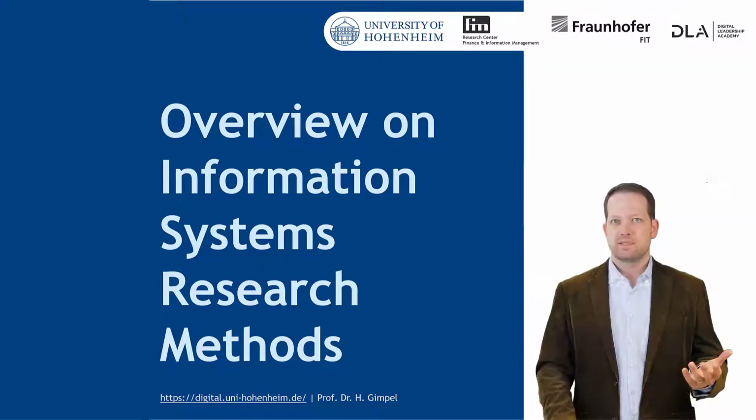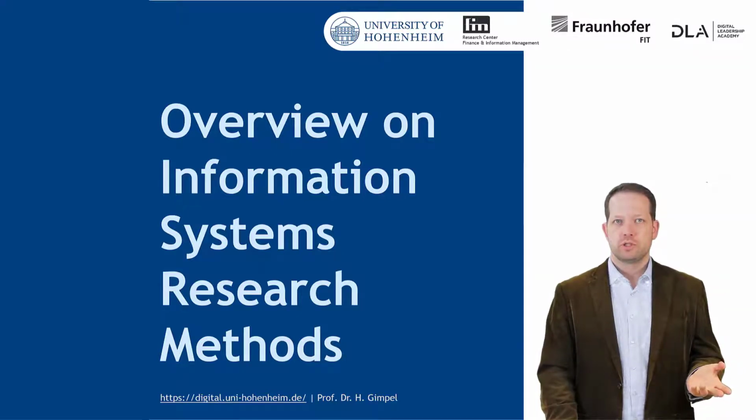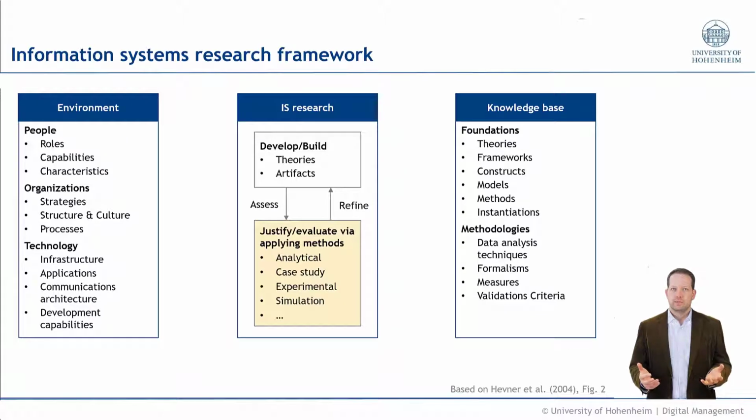Let's see which methods we have in information systems research. For that, let's first see what the role of information systems research is. You see it here depicted in the middle between the environment and the knowledge base. The environment, these are the people, the organizations, the technologies out there in the wild. This is what we want to study, what we want to contribute to.